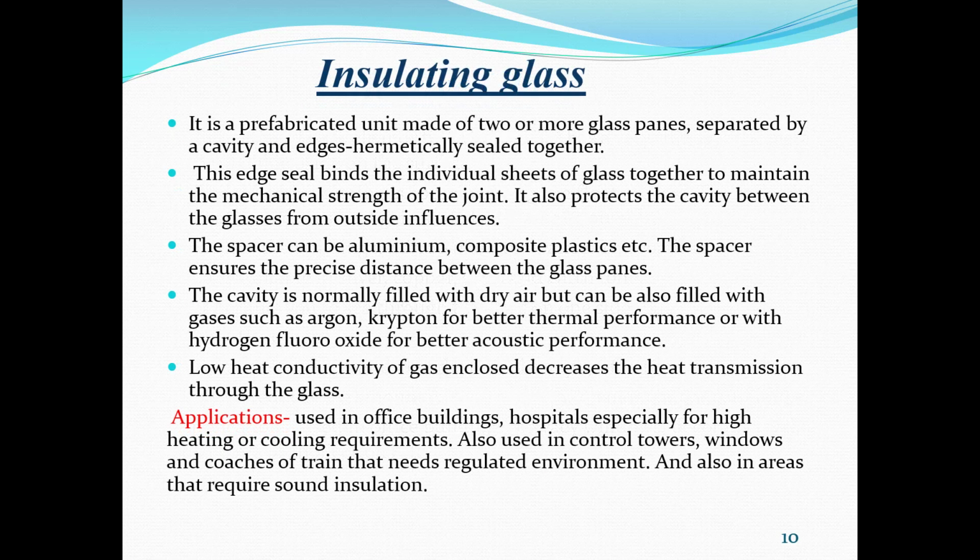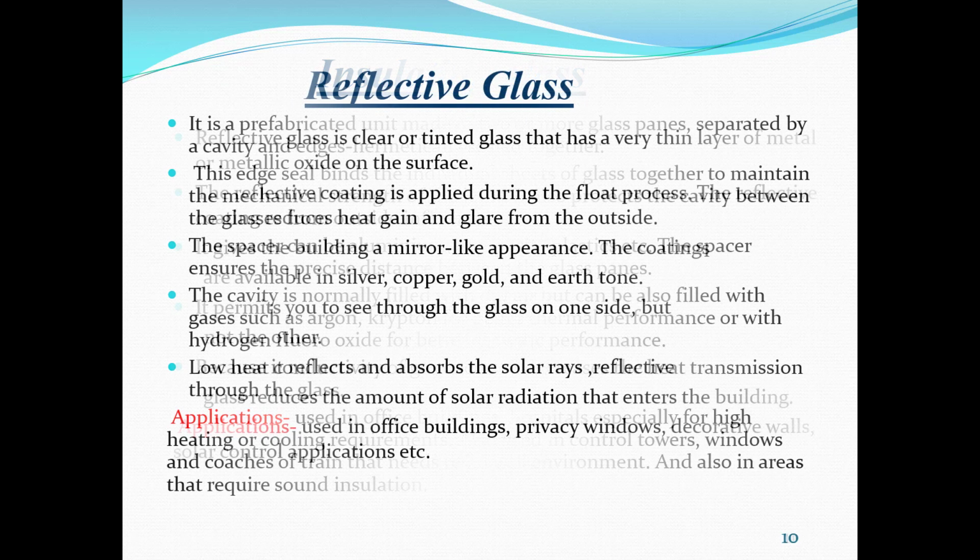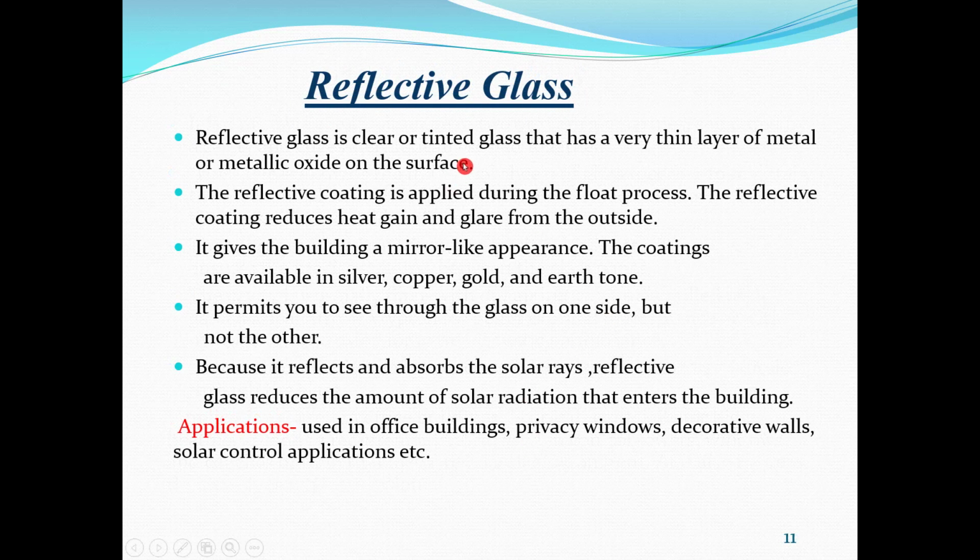Next one is the reflective glass. This glass is a clear or tinted glass that has a very thin layer of metal or metallic oxide on the surface. This reflective coating reduces the heat gain and the glare from the outside. As it reflects and absorbs the solar rays, the reflective glass reduces the amount of solar radiation that enters the building, and it is mostly used in office buildings, privacy windows, and solar control applications.